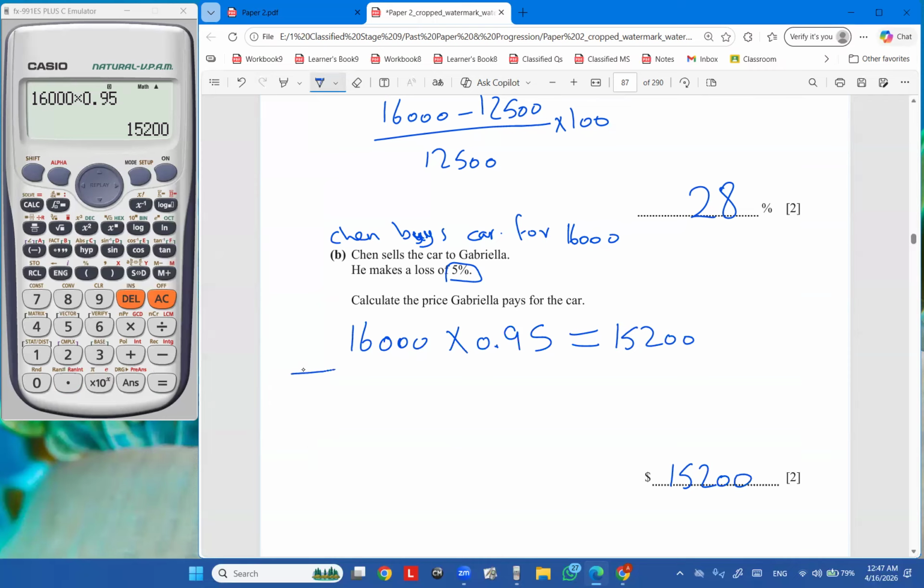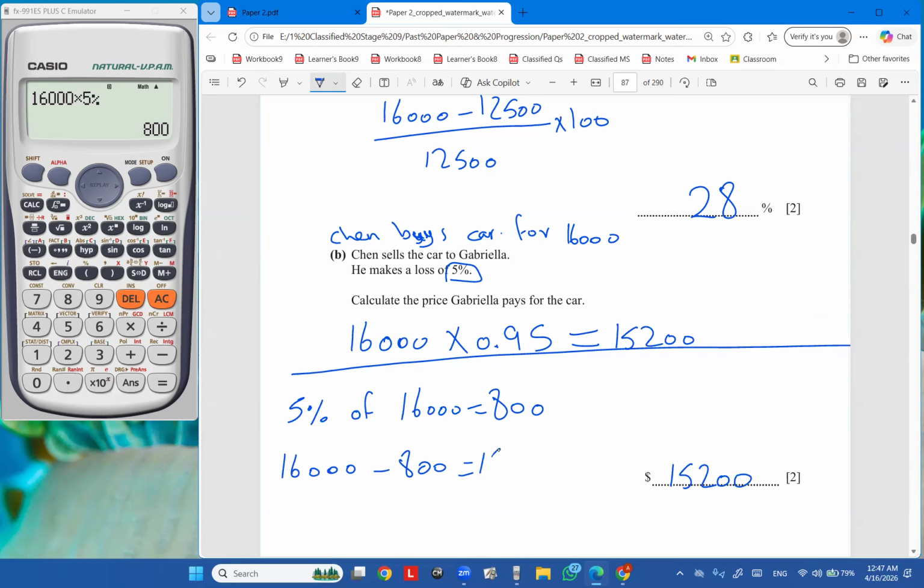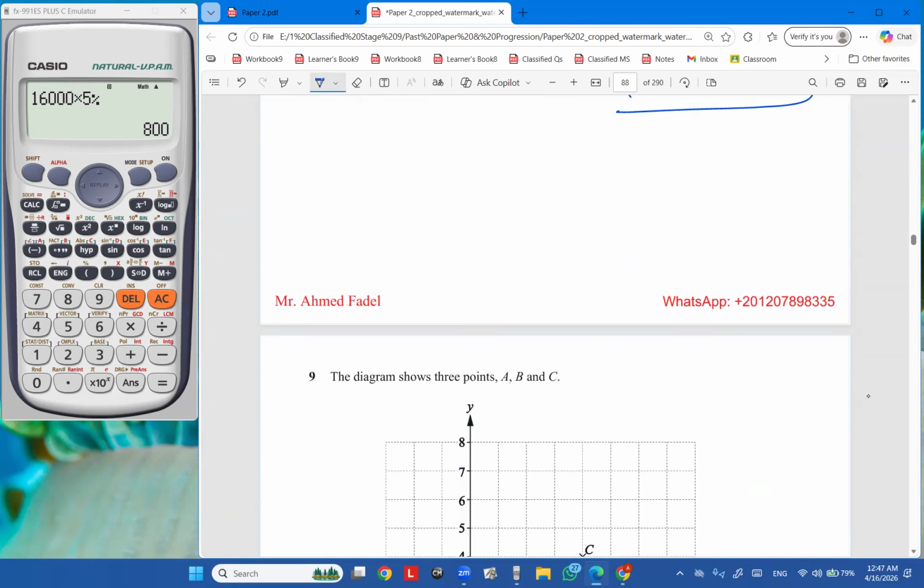Or someone else might calculate 5% of the 16,000. So you can do this. This is another method. 5% of 16,000 is equal to 800. Then you minus it from 16,000. It is going to give you also the same value exactly, $15,200. Both ways will lead to the same answer.